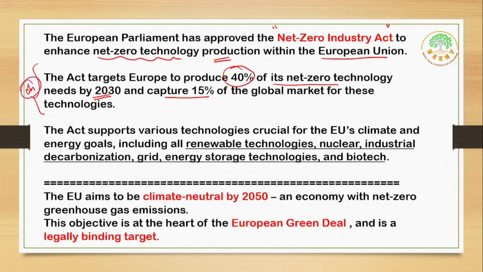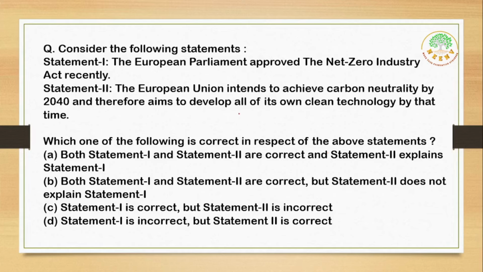And what are these net zero technologies? It can be renewable technologies, can be nuclear industrial technologies which help in decarbonization, which will ultimately reduce the carbon emissions. It can be related to increasing the efficiency of the grid of electricity. It can be energy storage technology, or it can be related to biotechnology. So statement 1, which says that the European Parliament approved the Net Zero Industry Act recently, is correct.